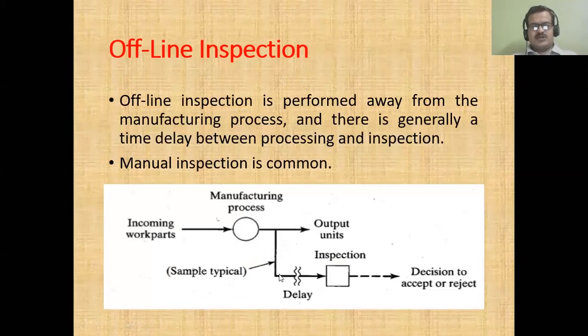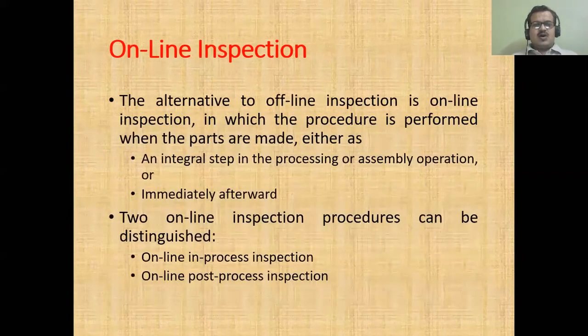From here the sample is taken in the quality control room, and the inspection and testing is done, and then the decision to accept or reject is taken. Whereas online inspection is done as an integral step of the manufacturing process. If it is done during the manufacturing, then it is online in-process inspection.